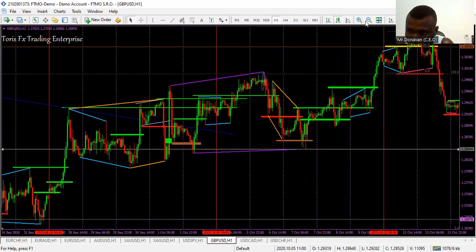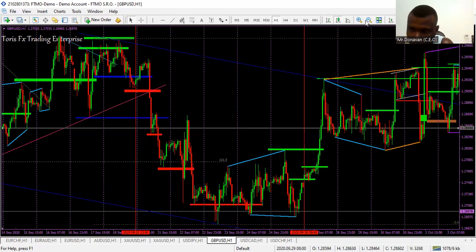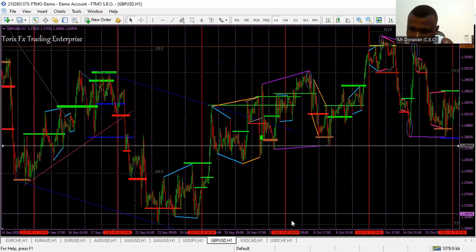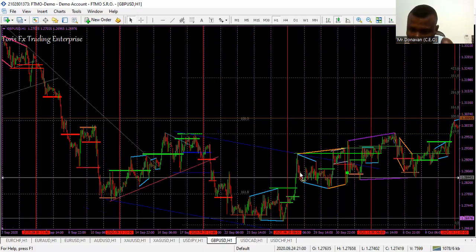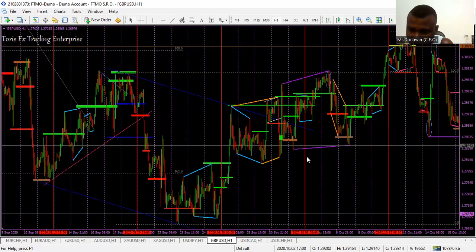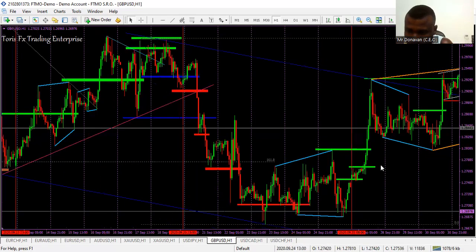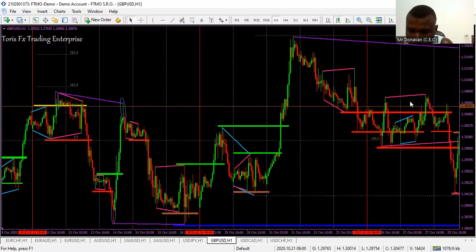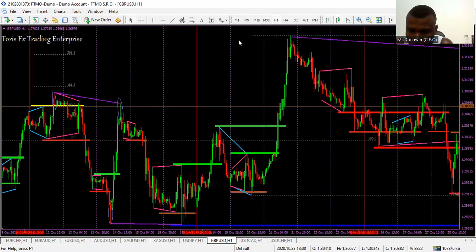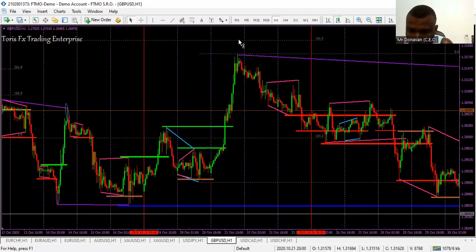All right, it took the whole reversal flag, and we are trading with the whole reversal flag as our take profit. So we bought. So even with the whole reversal flag, our 1-to-1 did not hit.